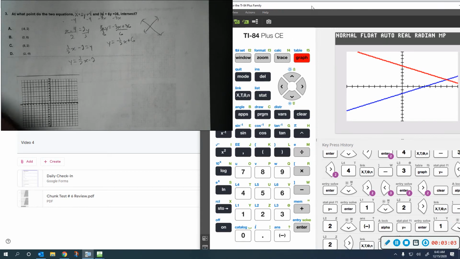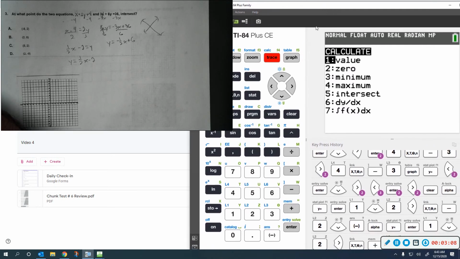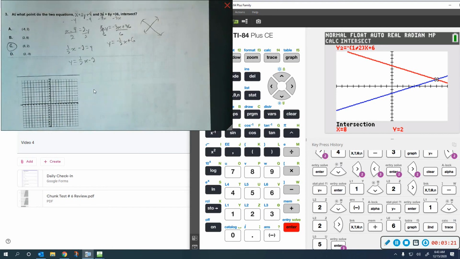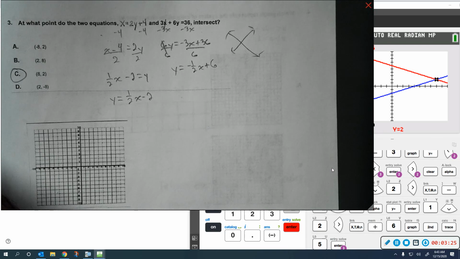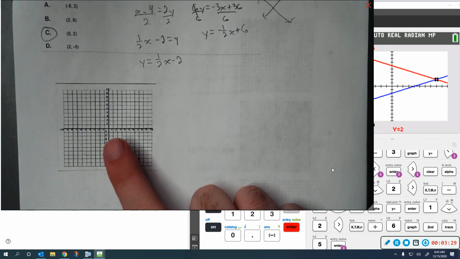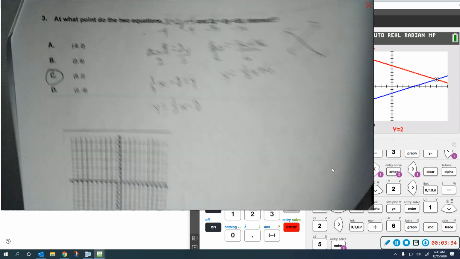So go to second, trace, go to number 5, intersect. First curve, blue line, second curve, red line, where do they intersect? And it says 8, 2, which is going to be point number C, or letter C. All right. There was also this graph here if you wanted to do it by hand. I went ahead and used the calculator.